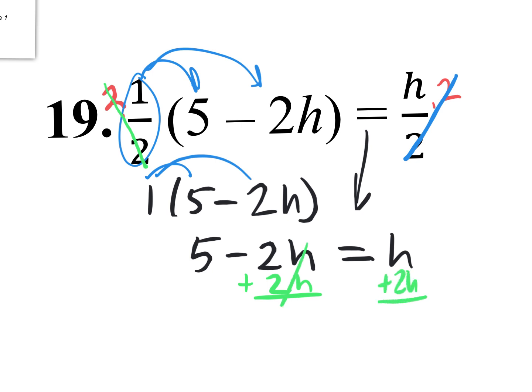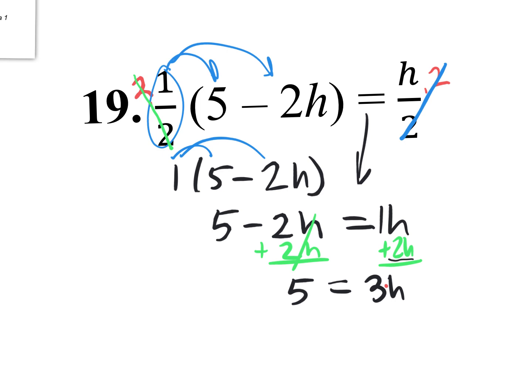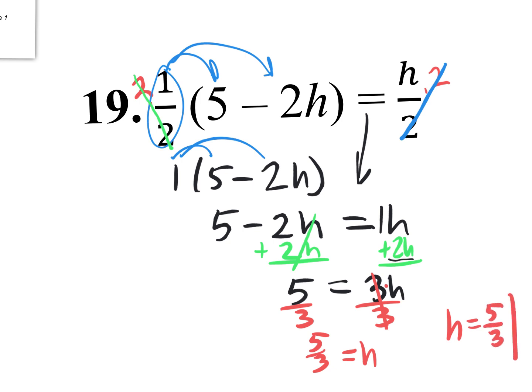What do I have left? I have a 5 equaling, what is 1h plus 2h's? That's a total of 3 h's, which really means 3 times h. And of course, we don't want the multiplication of 3 in front of h, so I'm going to get rid of that multiplication with division. Now you do to one side, do to the other, and there's your answer. That cancels out. h equals 5/3. Of course, it's better to write it as h equals 5/3 instead of 5/3 equals h.